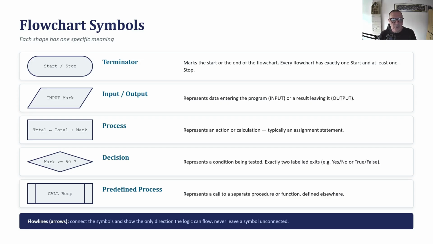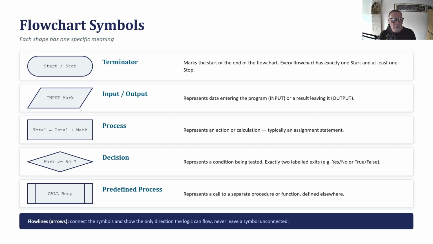And then a rhombus, or some people call it a diamond, but a rhombus shape is a decision. So this is where we can check some condition and branch. So we're going to go one way or the other. We can only go one of two ways, and we label the outputs from that as yes or no, or true or false. So if the answer is yes, we flow one way. If the answer is no, we flow the other way.